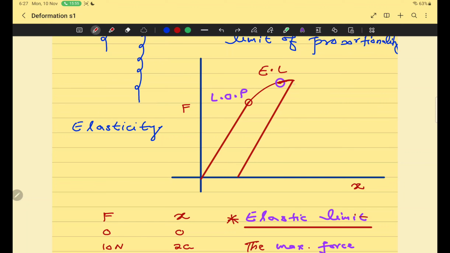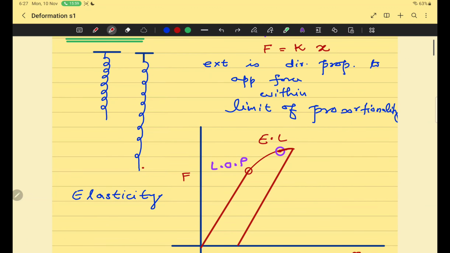Okay. And now there is one more new term I am going to add. The new term is if you hang a load with a spring over a long time.